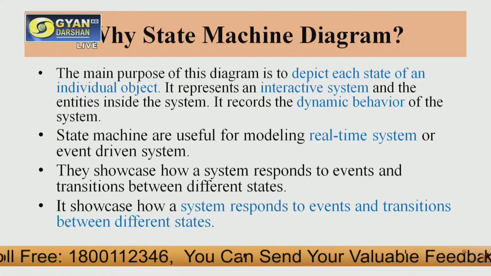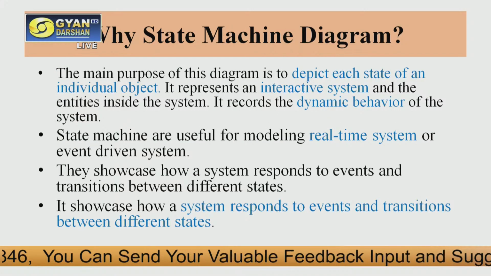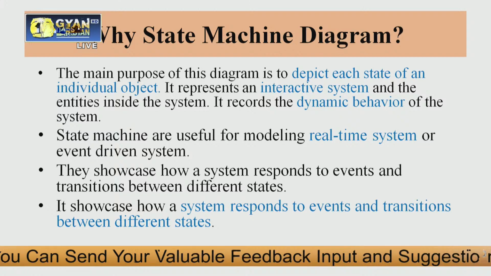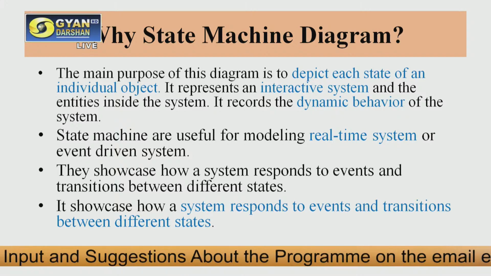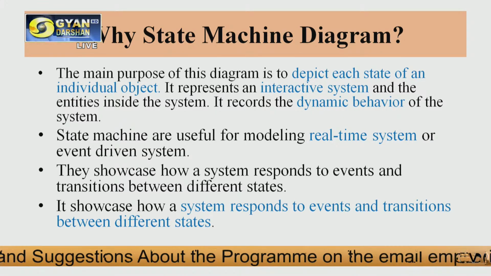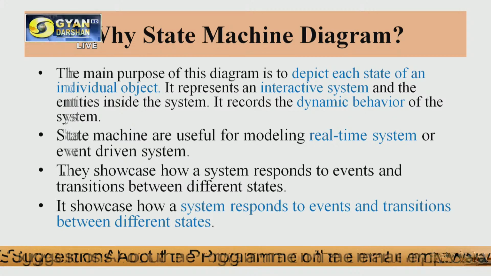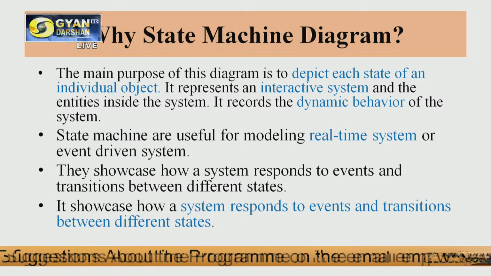It shows certain operations on the basis of the occurrence of certain events. So we are saying that if this particular event occurs, the object is moving from this state to this state. That diagrammatic representation we can give. State machines are useful for modeling real-time systems, because we are showing the scenario in which the occurrence of events and their effect on the object's movement from one state to another state is being depicted. That is why real-time systems can be modeled.